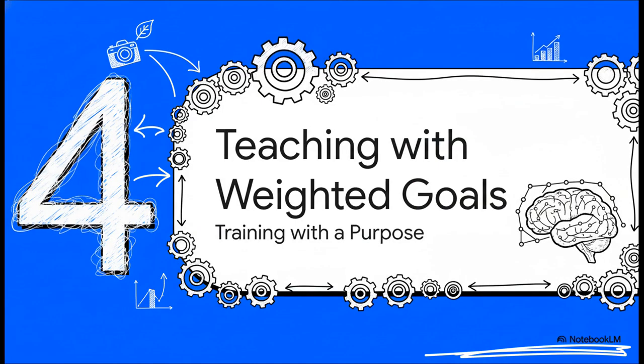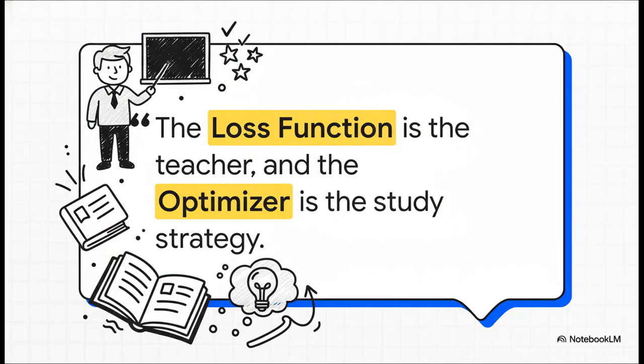Which brings us to section 4, teaching with weighted goals. Because building the brain is one thing, but teaching it is a whole other story. How we train the model is what really decides what it's going to learn. I just love this analogy. In our code, the loss function is like the teacher, constantly grading the model's answers. And the optimizer, well, that's the study strategy. It's what the model uses to learn from its mistakes and get better each time. Together, they're what guides the whole learning process.